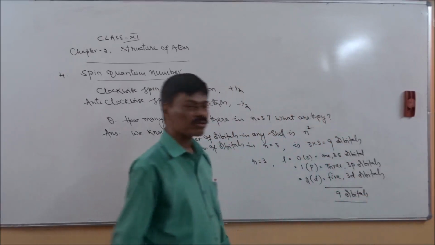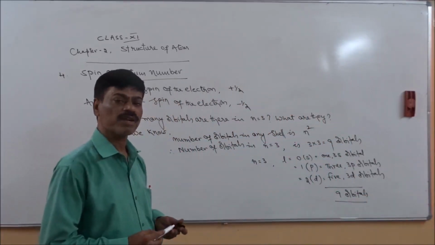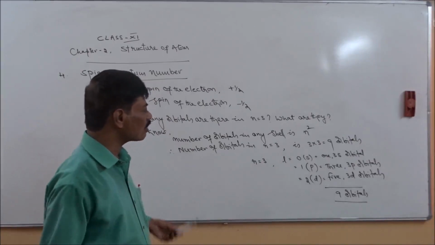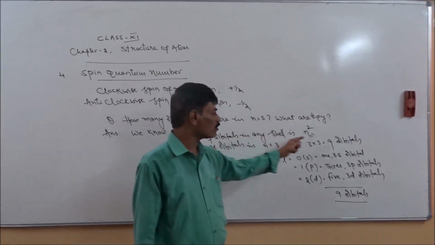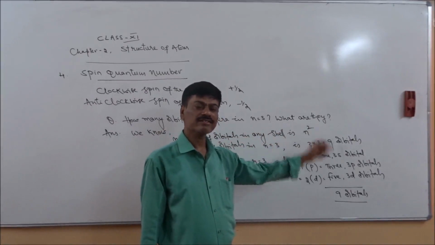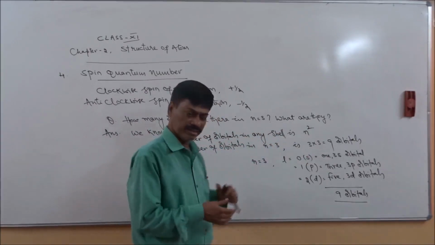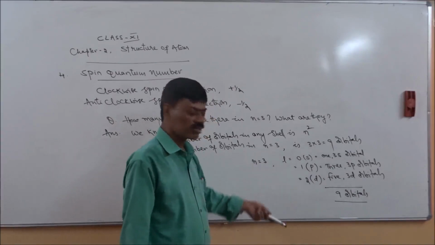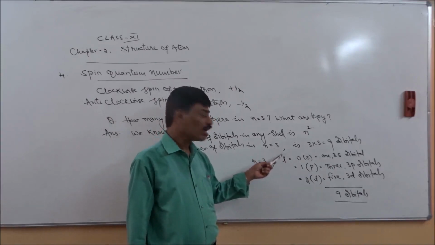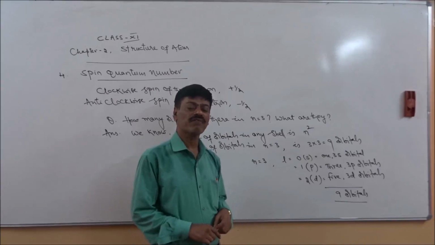So if it is a 1 mark question, the marking scheme will be like half plus half. How many orbitals are there? Using the formula we are calculating 9 orbitals. That carries half mark. Next, what are they? Then we have to go for this calculation. n is equal to 3 means the azimuthal quantum number should have 3 values.